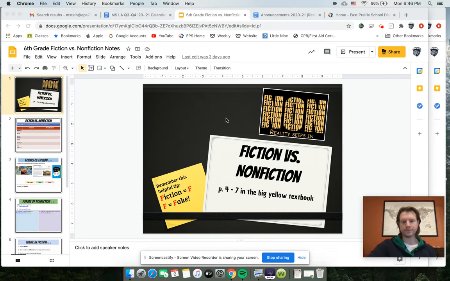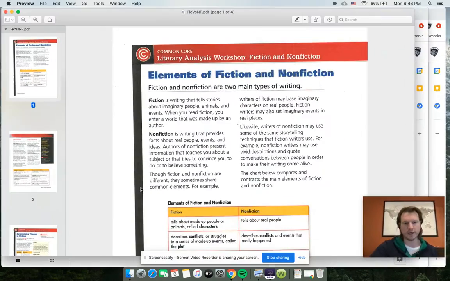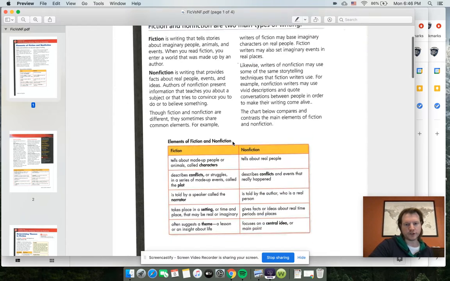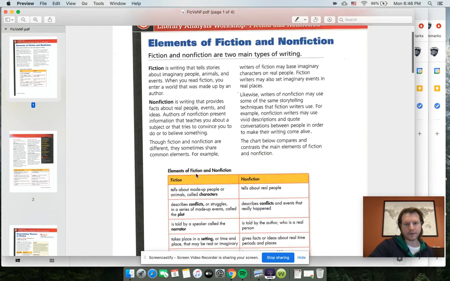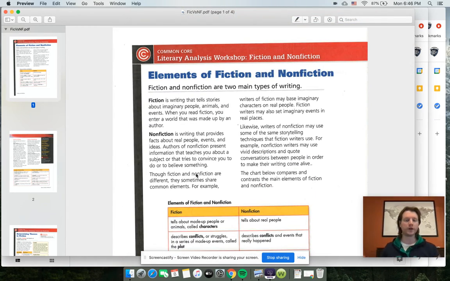So, first, take a look. It says it's in pages 4 through 7 in the big yellow textbook. Good news, if you still forgot your textbook, there is a copy of pages 4 through 7 as a PDF. Or if you don't actually want to use your big yellow textbook, you can also use these PDF pages. Nonetheless, you have access to them, so use them.